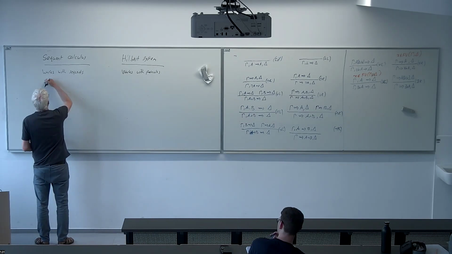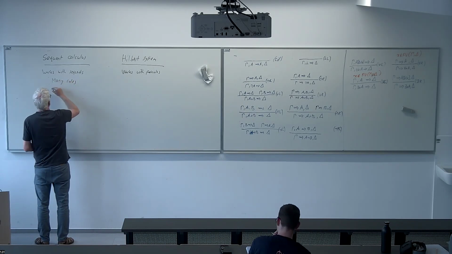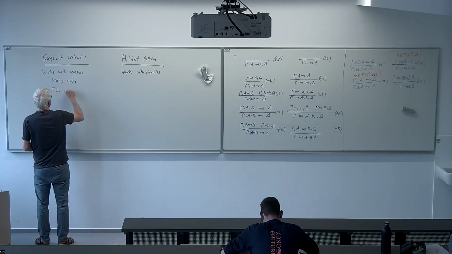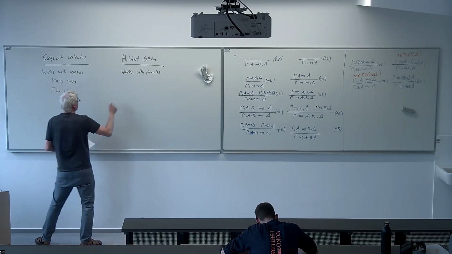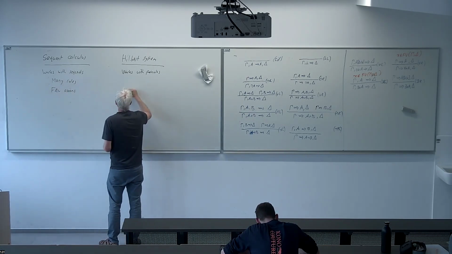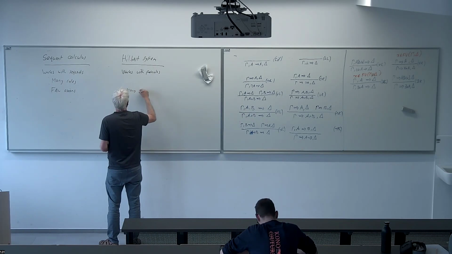So here we have many rules, few axioms, and here we have many axioms and few rules.